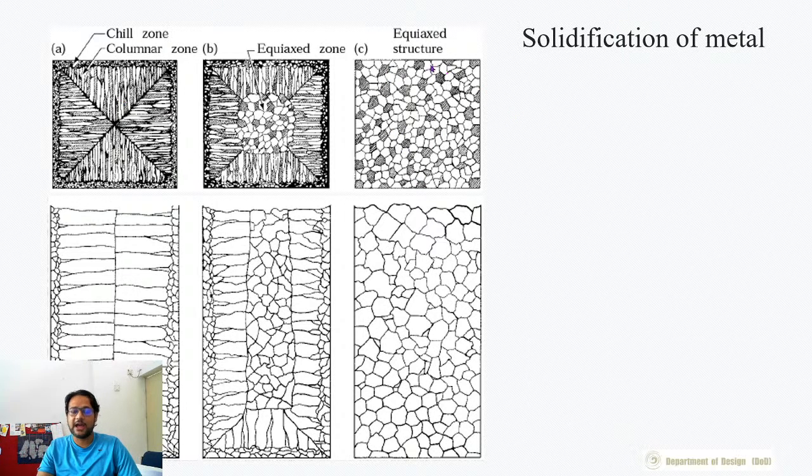And it is possible to have the entire structure in an equiaxed form, and this is more desired because, as you can imagine, because of the uniformity of the grain sizes, the whole piece will have a fairly uniform mechanical property across its dimensions. Okay, so that means this part will not behave anisotropically.